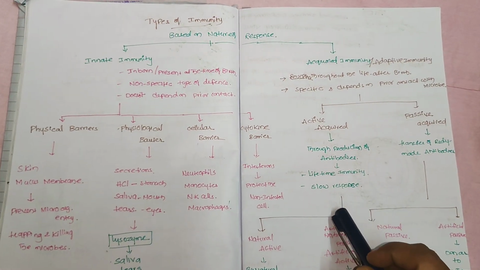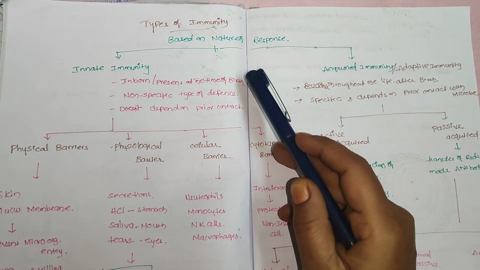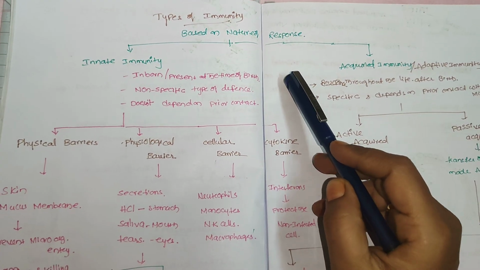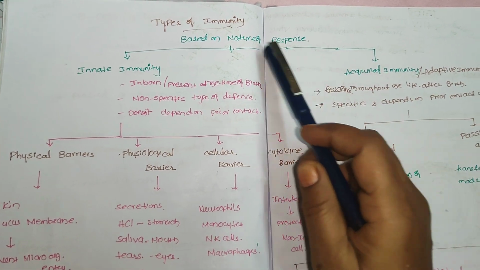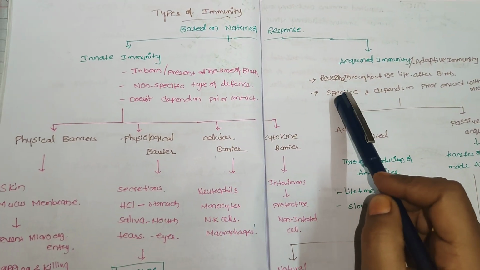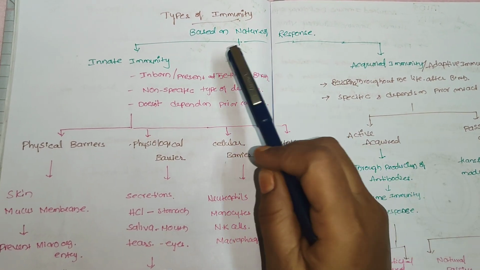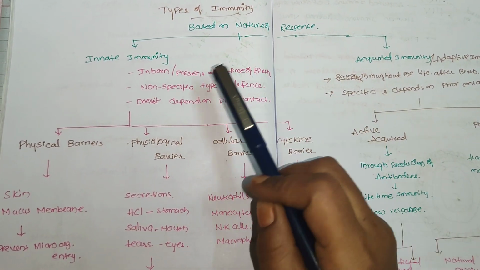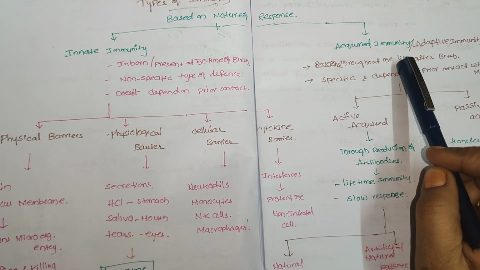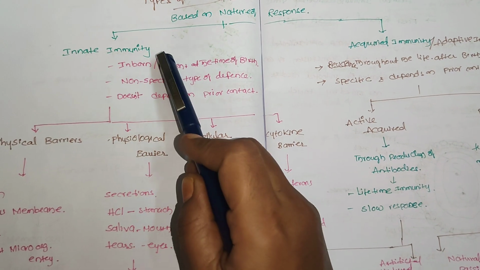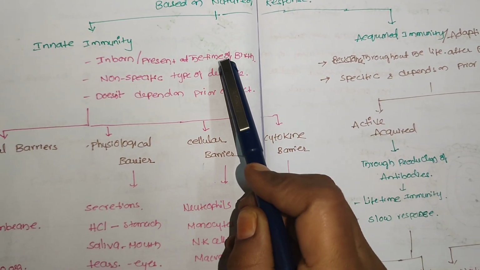Hello everyone. The topic is types of immunity. It is in the topic of immunology, or the immune system, second year zoology. Here, different types of immunities are present in our body based on the nature of response. Based on the nature of response, immunity is of two types: innate immunity and acquired immunity. Innate immunity means inborn, or present at the time of birth.